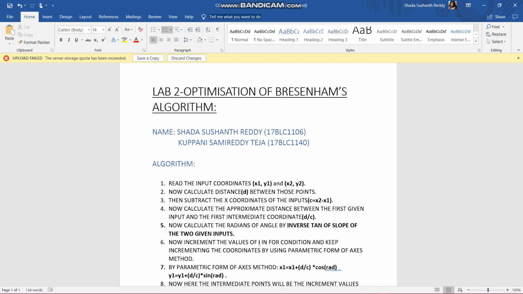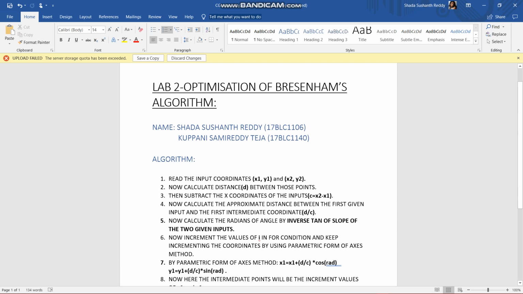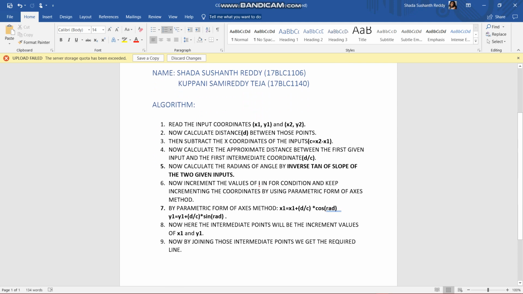In those 5 pieces, I am going to calculate the unit distance. So I can use the parametric equation here, to calculate the approximate distance between the first given input and the intermediate point. Okay, let's keep that aside, and I'm going to show how to get the angle of the line.